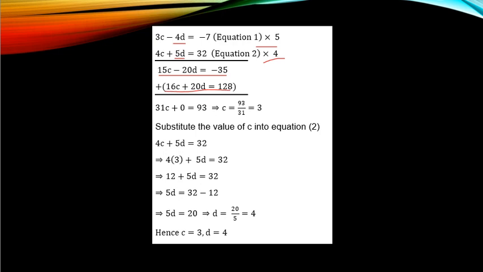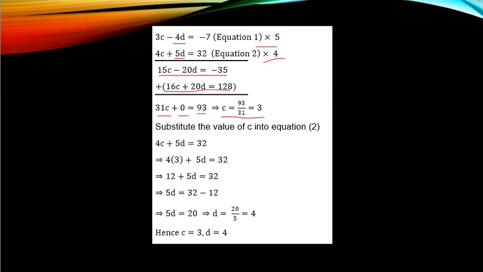Okay, we are good to go. So let's carry out the addition. 15c plus 16c, you have 31c, minus 20d plus 20d is 0, minus 35 plus 128 is 93. So you have 31c equal to 93. To get c, divide both sides by 31. So c is equal to 93 over 31, and that is 3.